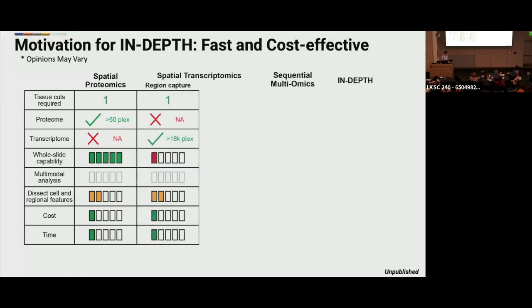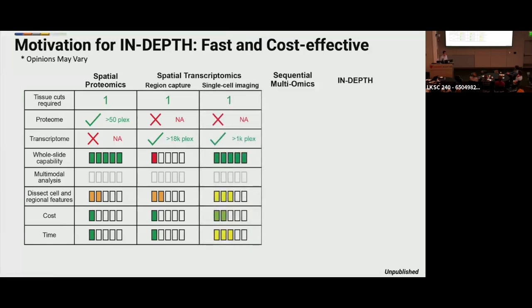If you do RNA, there are different methods out there. Generally, I just group them into region capture approaches. You can't really do the protein. Some claim you can, you digest it, you lose some of the protein. Whole slide capability is a bit limited. Ability to dissect is a bit limited because you don't know where you're looking for unless you have to pair H&E, but sometimes the H&E alone isn't sufficient to tell you where to look at. But again, in both cases, the cost and time is relatively linear.